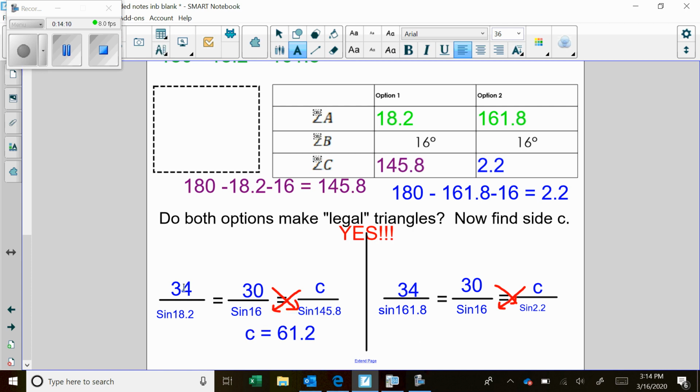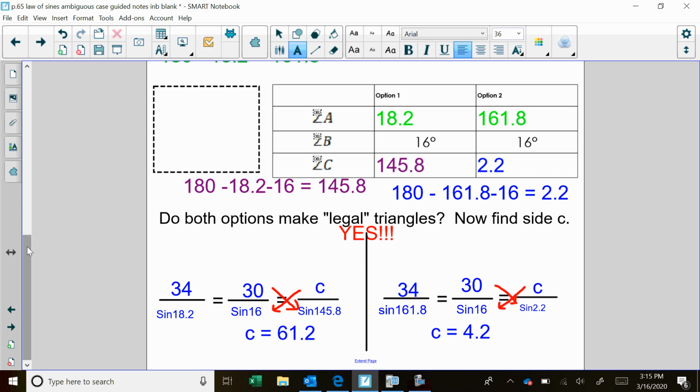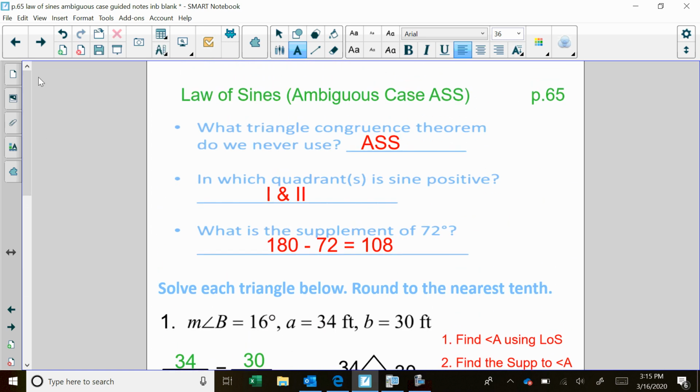Please note, 145 degrees is the largest angle, so naturally side C would be the largest side on this triangle. As we move over to the right, the second option, the 2.2 angle measure is very, very small, so that should tell you that side C is going to be very small. I'm going to go calculate that. I'll be right back. And in comparison to 34 and 30, this little c will be 4.2. So that is, in its entirety, a law of sines angle-side-side problem.